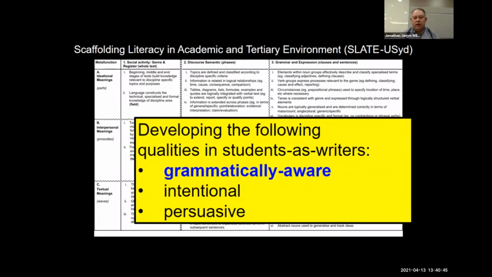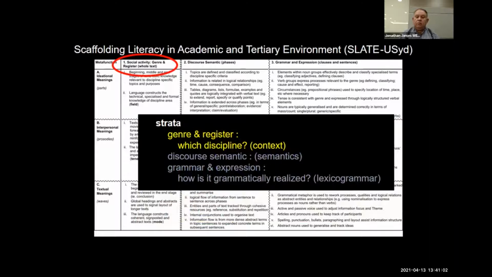The whole point was that the idea was to make students as writers, like yourselves, grammatically aware. What does that mean, to be grammatically aware? Now, just take a look, if you will, at what's on your screen. You can see that it's a 3x3 matrix, right? Now, what are the dimensions of this 3x3 matrix? In this case, let's look at the columns.